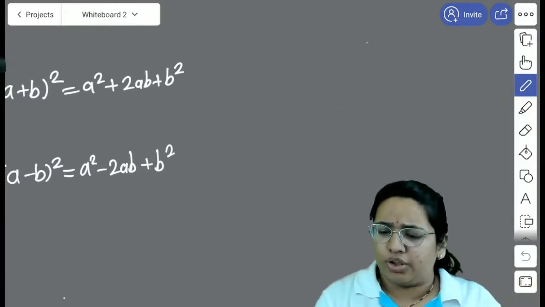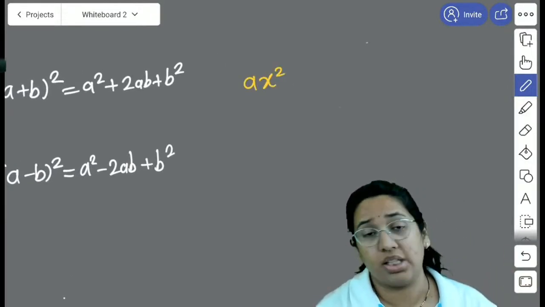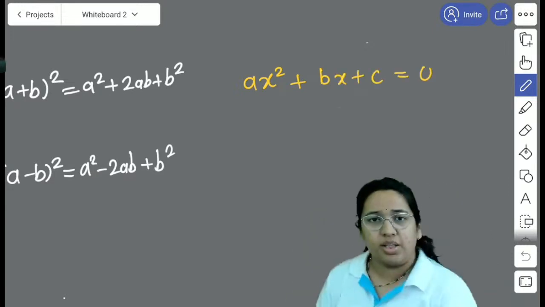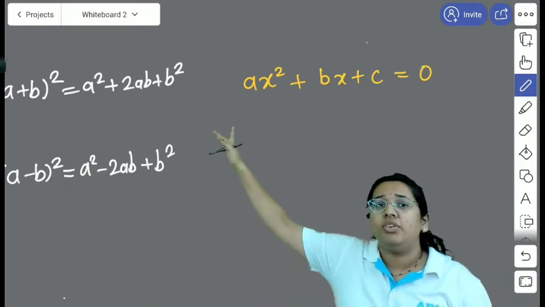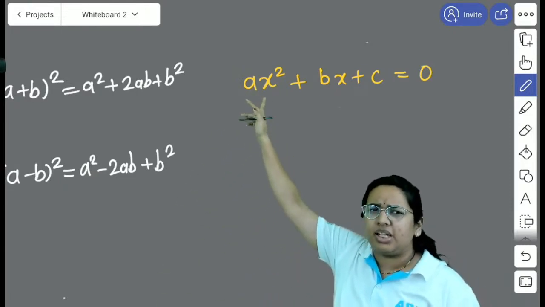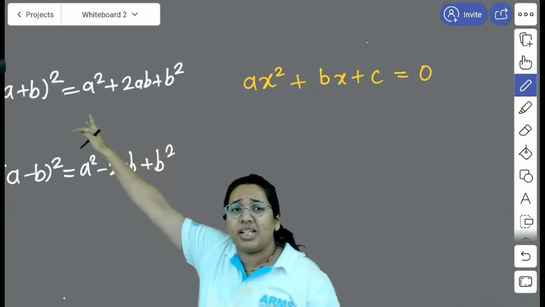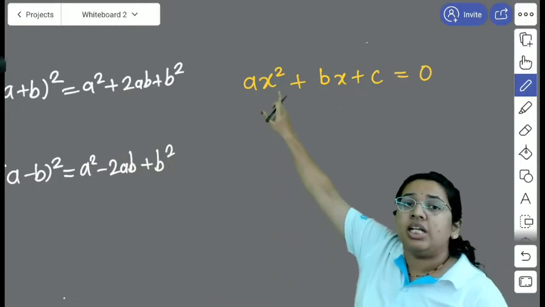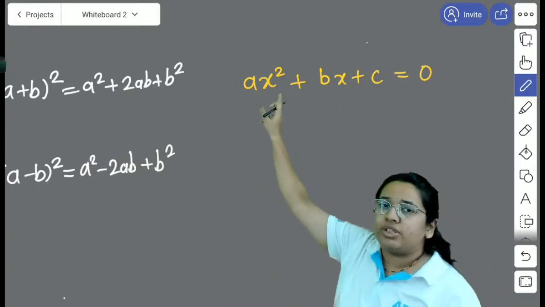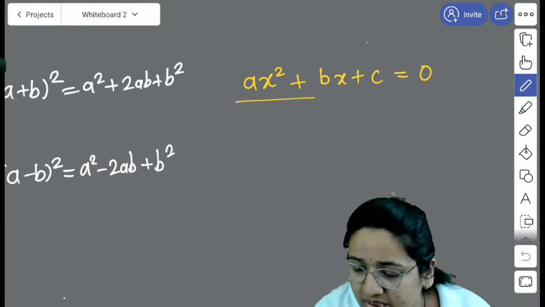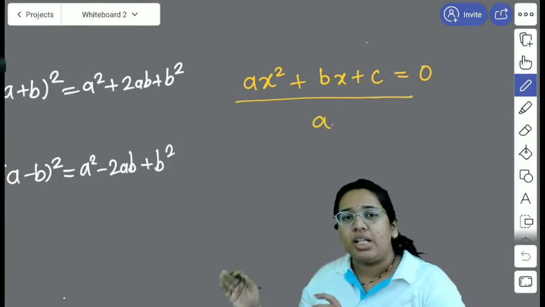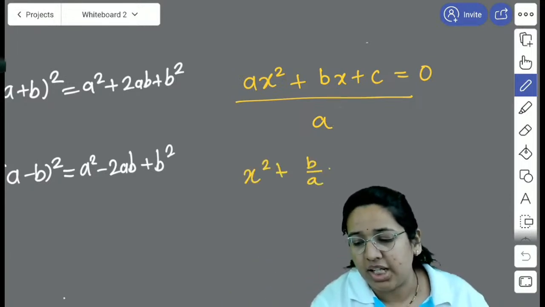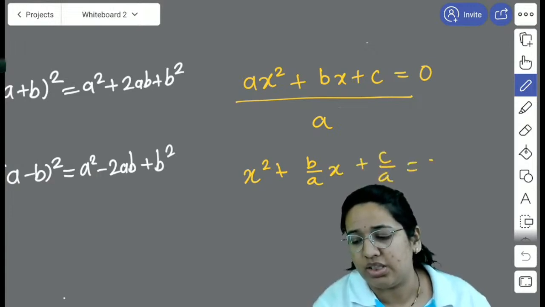There will be one quadratic equation. Again, we will just use the general form ax square plus bx plus c equals 0. Now it should be something like this, so I can consider this as (x plus a) whole square or (x minus a) whole square. First, I want the leading coefficient to be 1. It means that we just have to divide the whole equation by a, so that you will get x square plus b upon a times x plus c upon a equals 0.